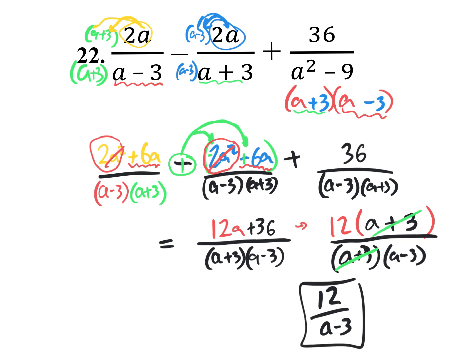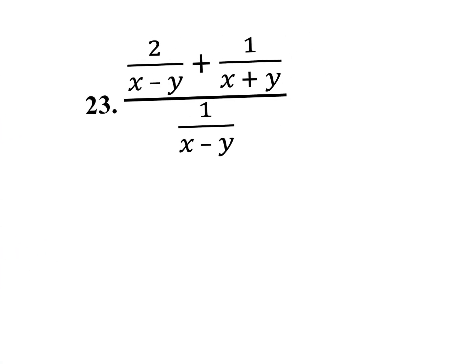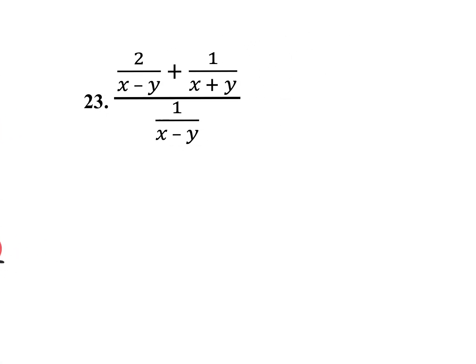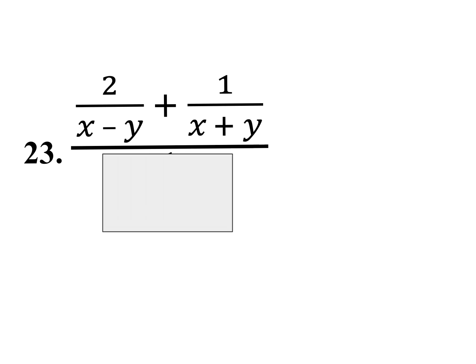Okay, let's move on. Number 23. This one is extra fun. Oh yeah. So how are we going to do this? Well, first of all, we need to recognize that this is a division problem. It's a complex rational expression. Of course, you have something up on top divided by something on the bottom. So let's treat this as two separate problems. Let's actually look at just the top. Let's ignore the bottom for now.